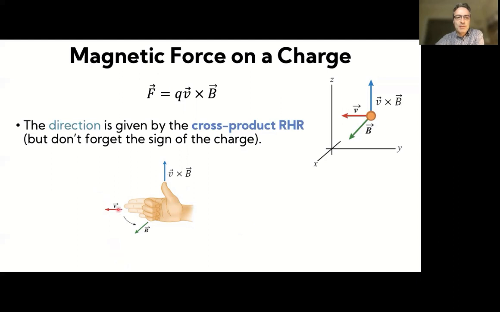So V cross B means point your fingers in the direction of V, curl towards B, then your thumb points in the direction of V cross B. If your charge is positive, that will be the direction of the force. If your charge is negative, that will be opposing the direction of the force. So that right-hand rule is just directly from the cross product.